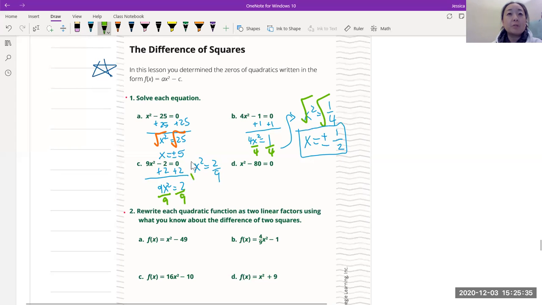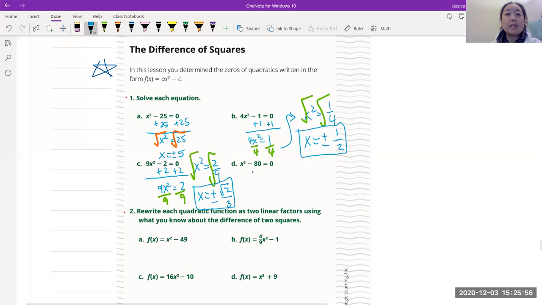Now, again, we're going to square root both sides, and you're going to get x is equal to, well, plus or minus, don't forget the plus or minus. And then we don't know what the square root of 2 is, right? So we're going to leave that as square root of 2. But we do know what the square root of 9 is, right? That's just 3. Okay, and then we're going to just leave it like that. That's going to be our answer.